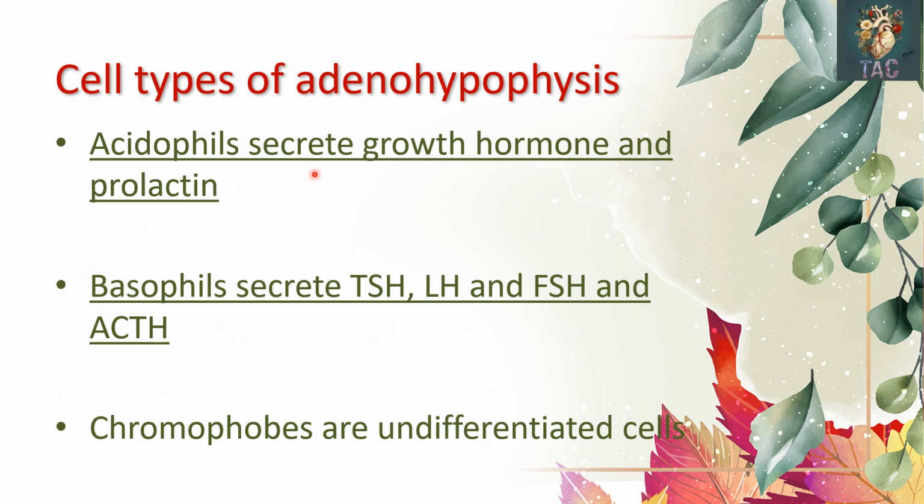So acidophils secrete growth hormone and prolactin, basophils secrete TSH, LH, FSH, and ACTH, and chromophobes are undifferentiated cells. Actually, the chromophobes are the cells which have released their secretory granules by exocytosis, and their cytoplasm is now empty, so they do not take any stain.